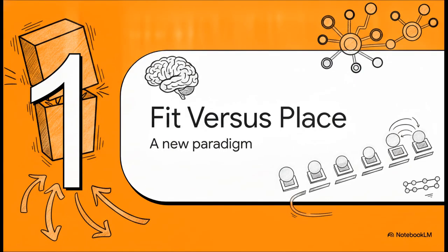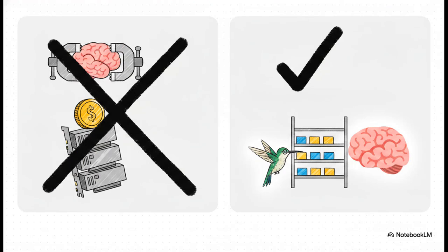Section 1. Fit versus place, a new paradigm. Let's dive right into this and explore why we really need to stop trying to force massive models to shrink. Traditionally, the industry gives us two pretty bad options, right? The old rule dictates that you either shrink the model until it fits, which means you're quietly losing intelligence and quality, or you drop thousands of dollars on a massive stack of GPUs.